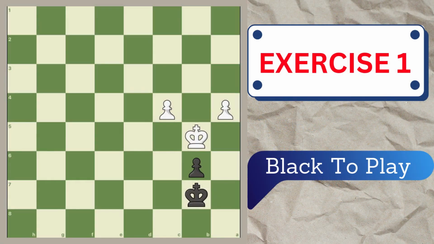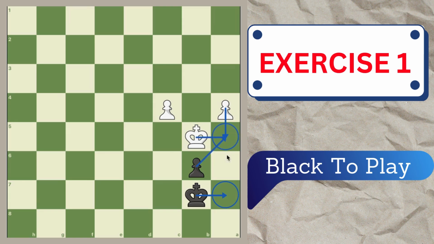Now let us solve this exercise. This is black to play, and what would you play here? You guys can pause the clock and try to find the answer. Here there are, I think, two options, which are king c7 and king a7. Both are very logical moves. But I think after king a7 you will lose after a5.